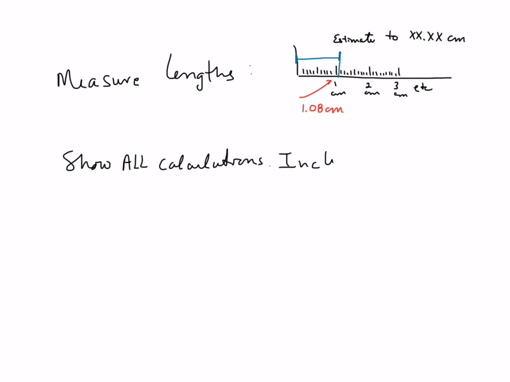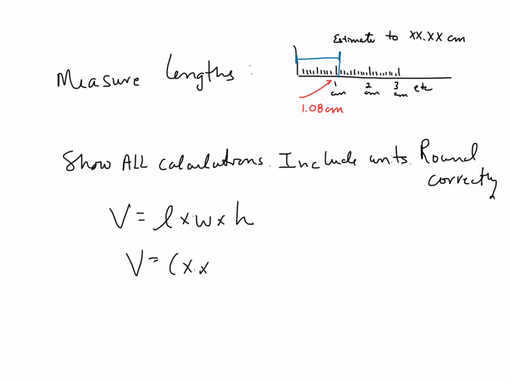And part of what this lab is to do is to get you used to how you're supposed to work physical science problems. And my mantra is going to be show all calculations. Include the units, okay, and round correctly. Now, we spent a little bit of time yesterday in lecture talking about how you round. And it depends on what you're doing. If you're multiplying like you're going to do to get the volume, length times width times height, you're going to round according to sig figs, okay?